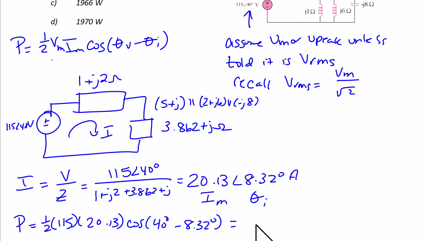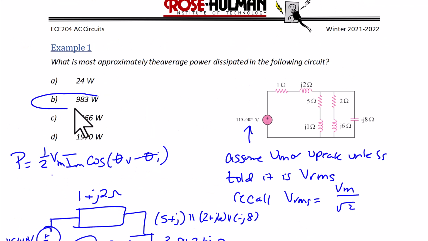So the average power for this circuit is found to be 983 watts. Notice that if the source had been given in RMS values, the answer would have been double 983, which is 1966.